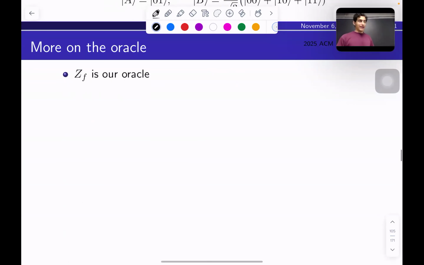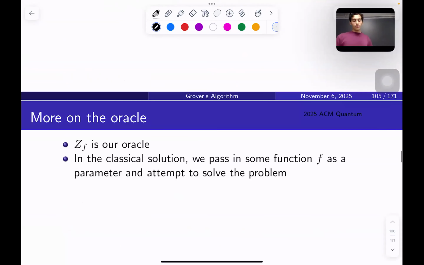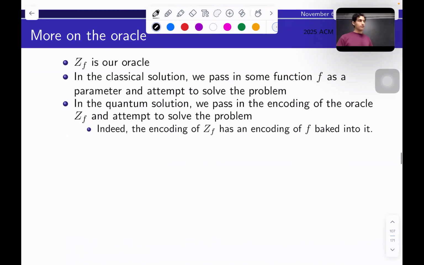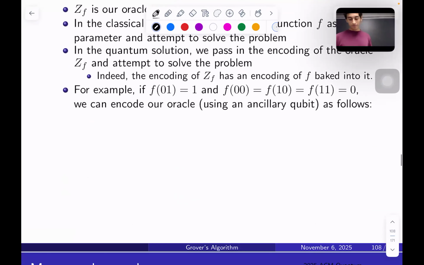Again, ZF is our oracle. It does something about F. So we've encoded F into our oracle somewhere, which our encoding was doing that -1 to the f of x. This is a call to F. So we've encoded F into our oracle.